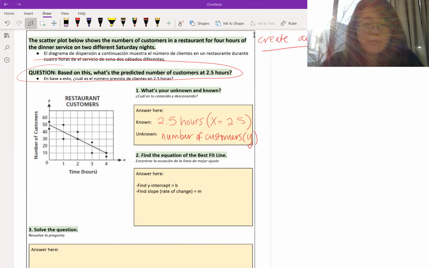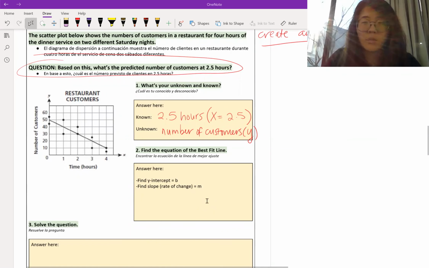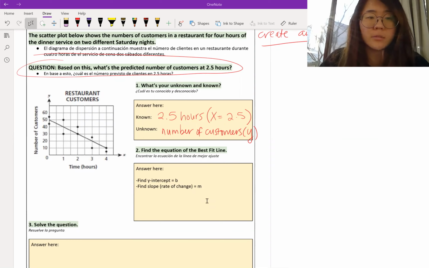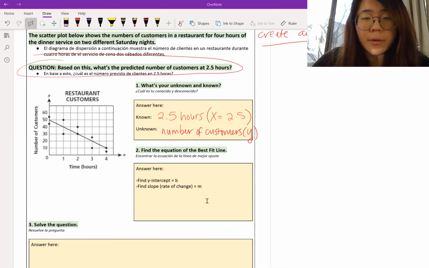Okay, I wanted to show a different way to solve this because I've been showing it one way and maybe that's not a way that works best for you. So let's go back. We already have our unknown and known. And in this case, I wanted to find another way, like a different method of finding the best fit line. The beginning is still the same.